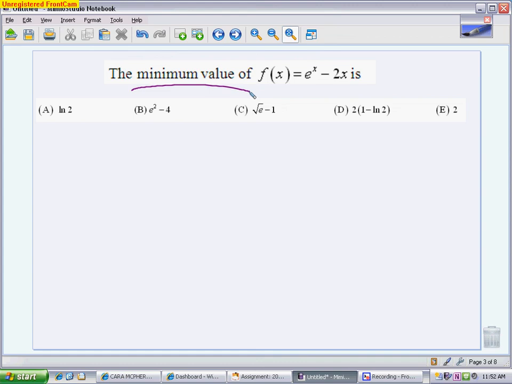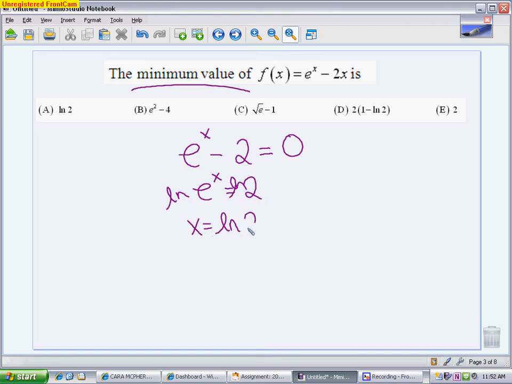First thing we have to do here is take the derivative. So the derivative of e to the x is e to the x, minus the derivative of 2x is 2. We need to see when that equals 0. So we need to see when e to the x equals 2. So taking the natural log of both sides, we get x equals the natural log of 2. Now that's the only critical value we get, so we're assuming that that does create the minimum value.